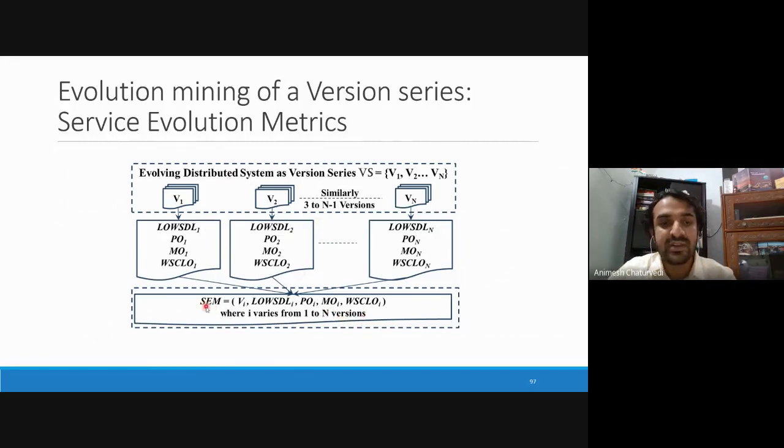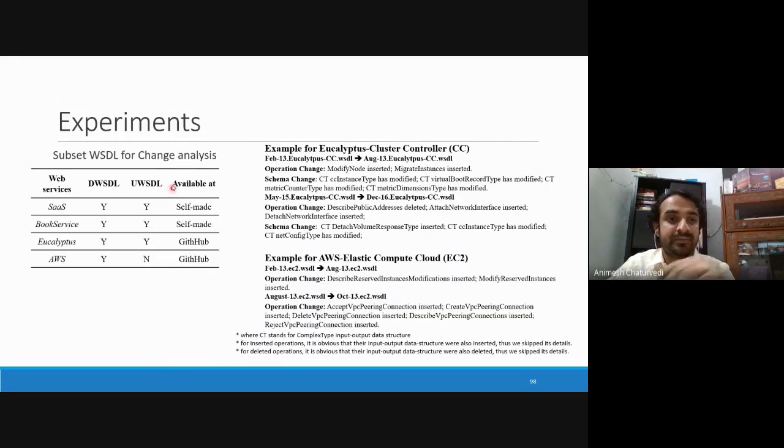And this service evolution matrix would help you generate the graph over time, and that graph over time would help you do the prediction. We'll see the case study for that. So the first experiment was done for the change analysis. For the change analysis, we used the SaaS book service that we discussed, Eucalyptus and Amazon Web Service AWS.